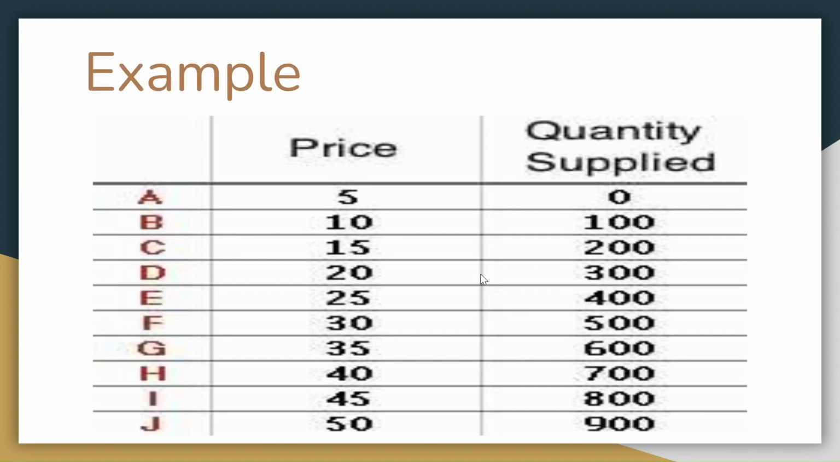So here's an example. Here you have your supply schedule, your tabular format. You can see how much of something is supplied at a given price, and you can also see the direct relationship between quantity supplied and price. As the price goes up, the quantity supplied also goes up to maximize the profit for the producer.